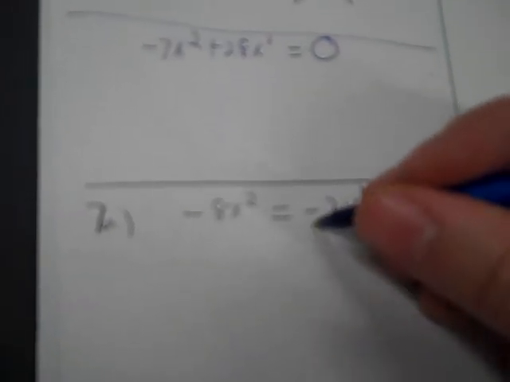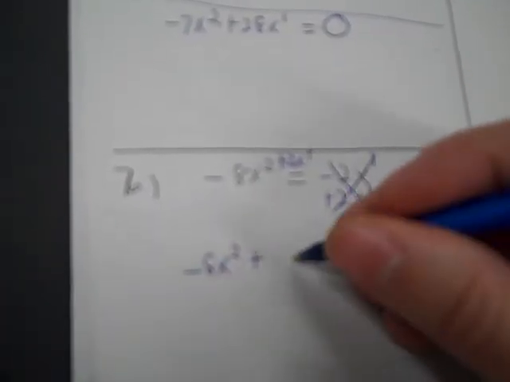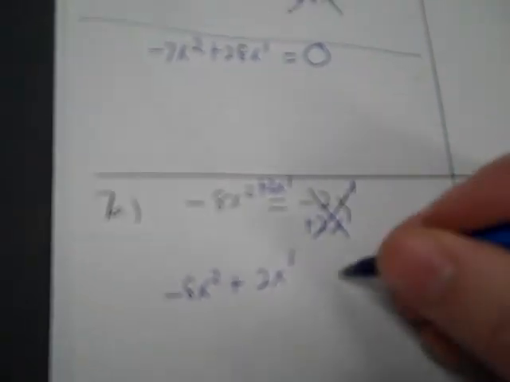Okay, 2 answers here. You got x to the 2 and x to the 1. The x to the 1 term is negative, so I use the adding property of equality. So I have nowhere to put that, so I put it above the equals, and then I write negative 8x to the second, then the plus operation, and then the 2x to the 1 equals 0.